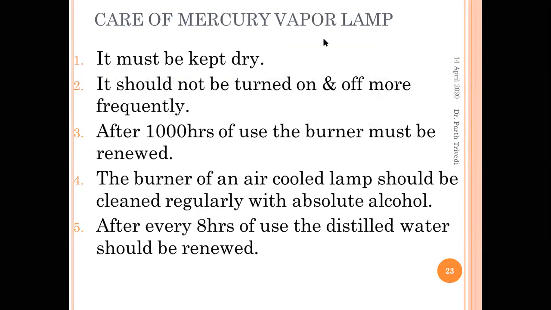Mercury vapor lamps always need to be kept dry. These lamps need to be kept dry. They should not be turned on and off frequently, like we do for our tube lights. After 1,000 hours of use, the burner must be renewed.